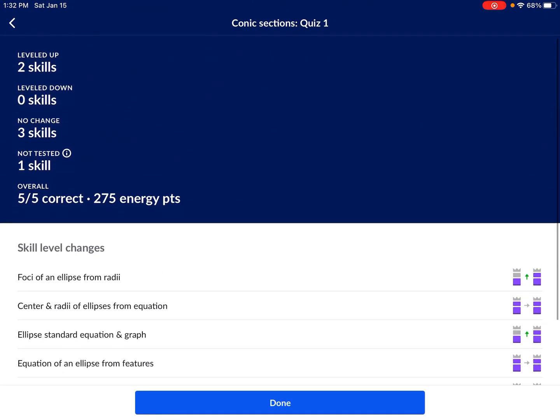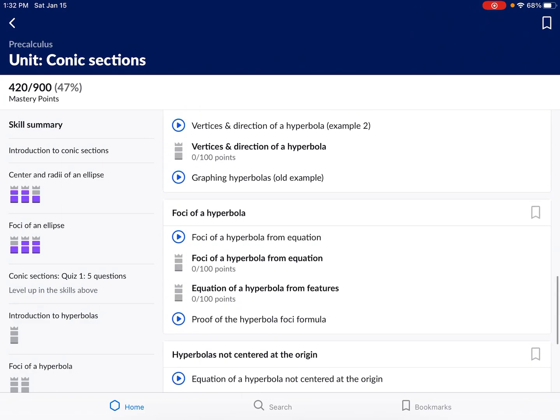Alright, that's Unit 5, Quiz 1. Hyperbolas next.